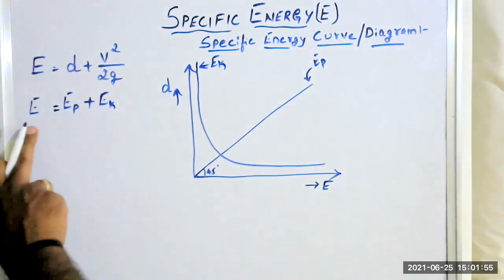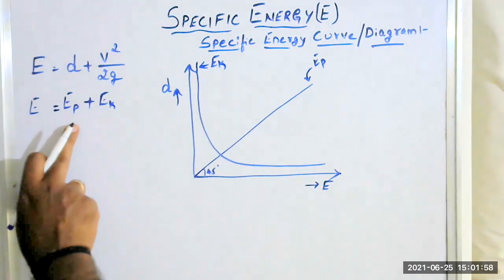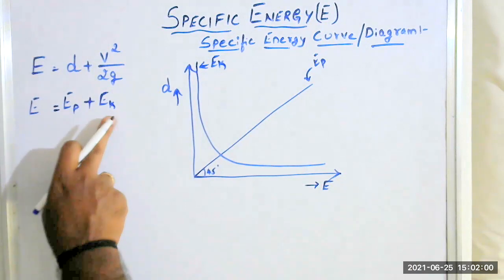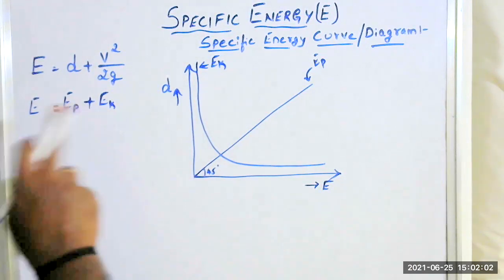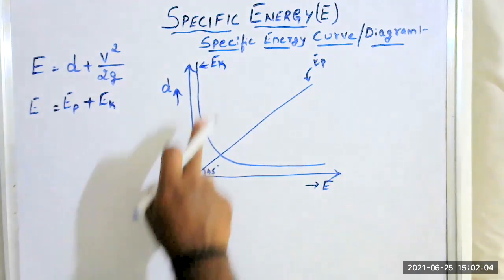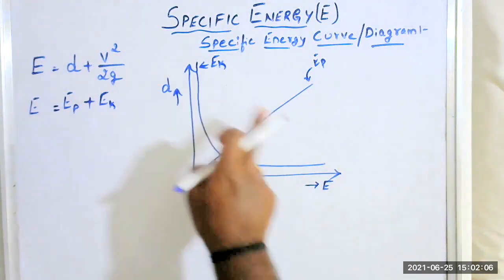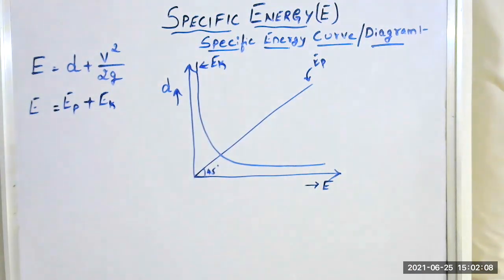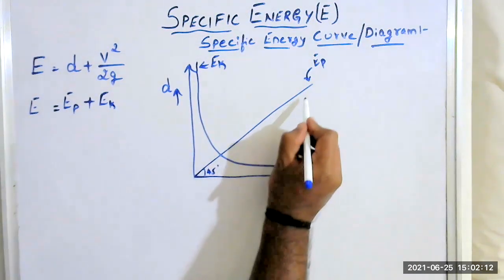Now, since the specific energy is the combination of the potential energy and the kinetic energy, the specific energy curve is nothing but, if you add these two curves, you will get the specific energy curve. Let me write the specific energy curve.